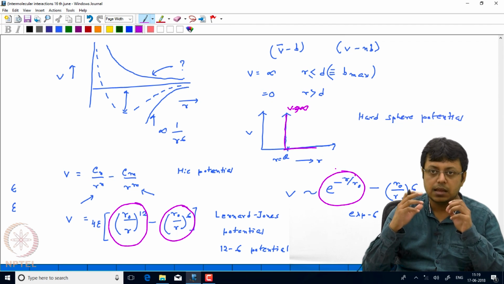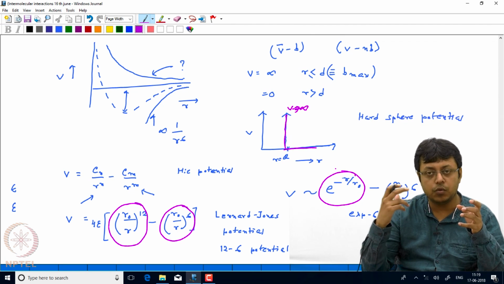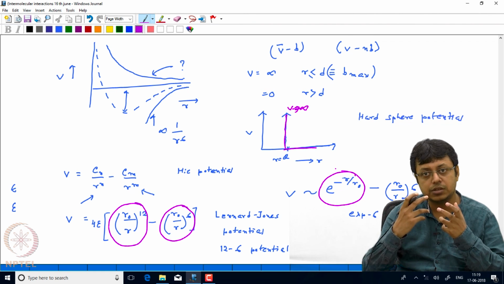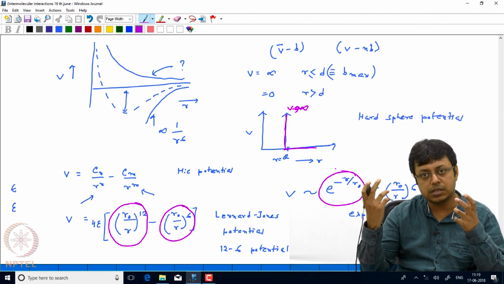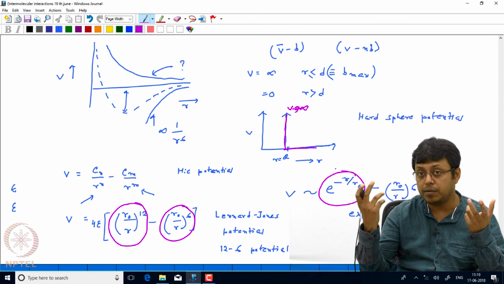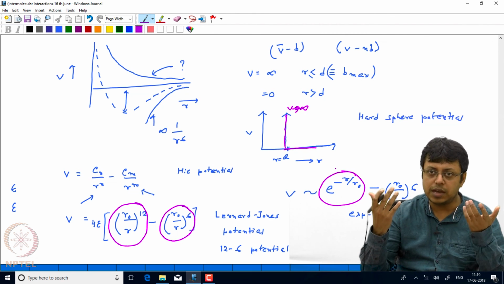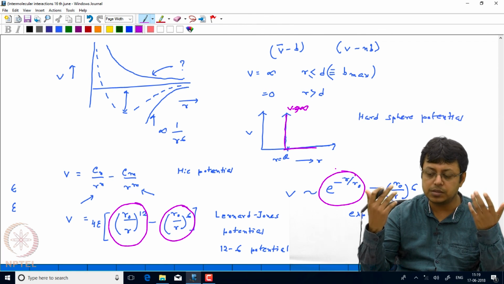Then we argued that there could be a water molecule and a benzene molecule, and there could be some interaction between a molecule which has a permanent dipole and a molecule which does not have a permanent dipole. This kind of interaction is known as dipole-induced dipole interaction, and there could also be induced dipole-induced dipole interaction, and all these interactions go as 1 over r to the power 6.